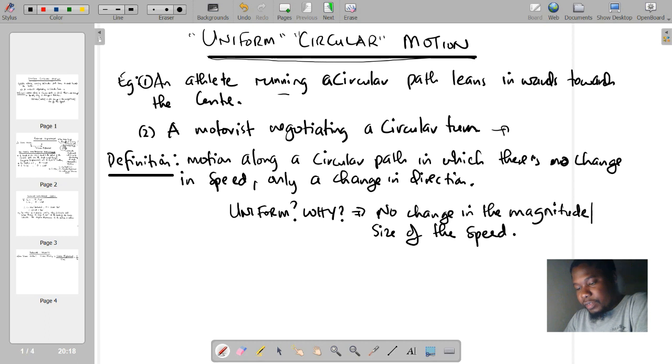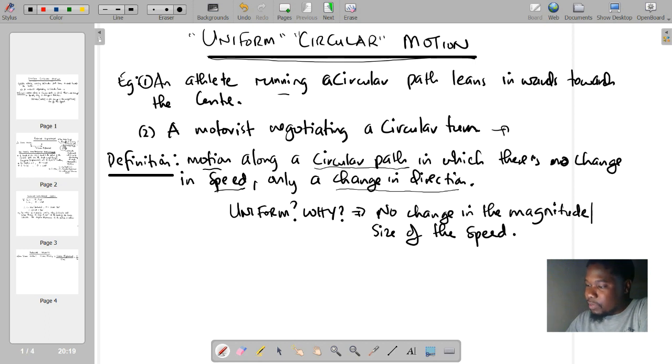Now, by definition, uniform circular motion is motion along a circular path in which there is no change of speed. So we know exactly what remains constant, and that is speed. The magnitude of speed stays constant, but the thing that changes is direction. So this is motion along a circular path in which there is no change in speed, only a change in direction. That's uniform circular motion.